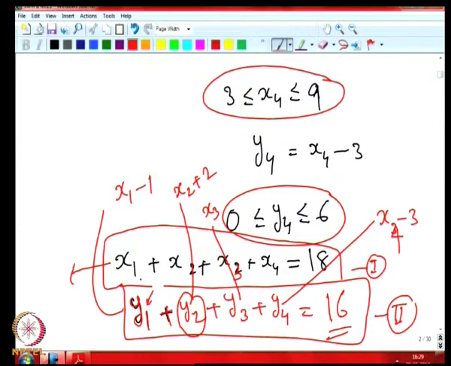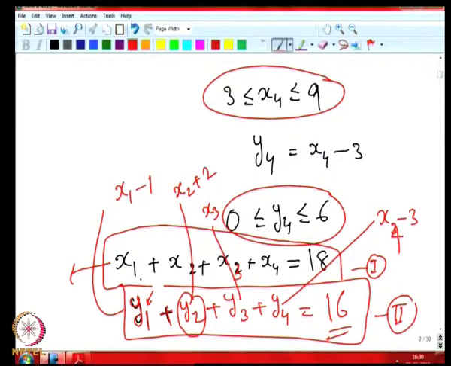It's clear that the values y1, y2, y3, y4 now add up to 16. So it is a solution for the second equation, and it's also clear that the ranges will be correct. x1 was in a range between 1 and 5. When you subtract 1, the lowest it can go is 0, and the biggest is 5 minus 1, which is 4. So it will fall in the corresponding range of y1.